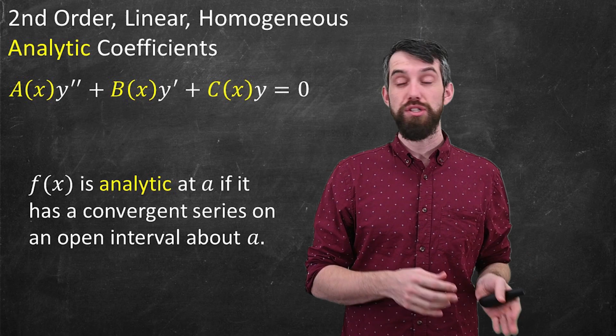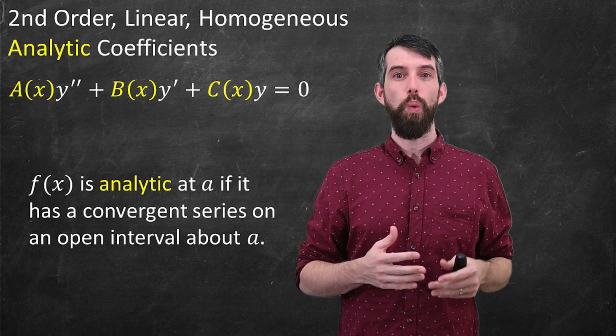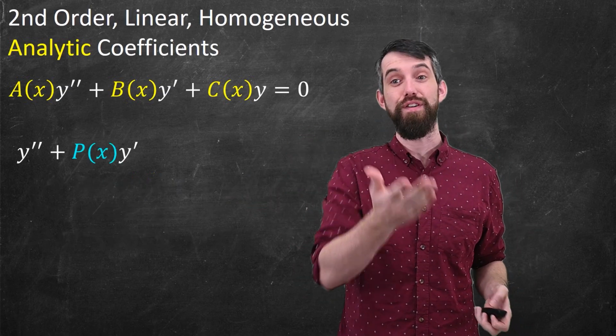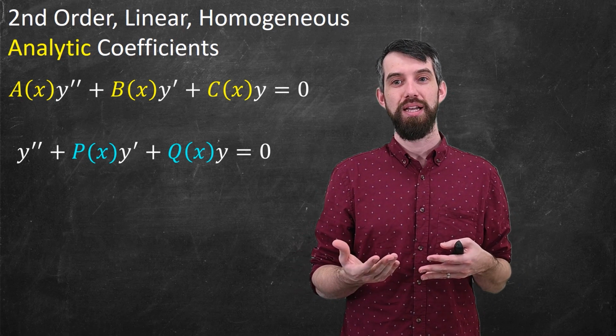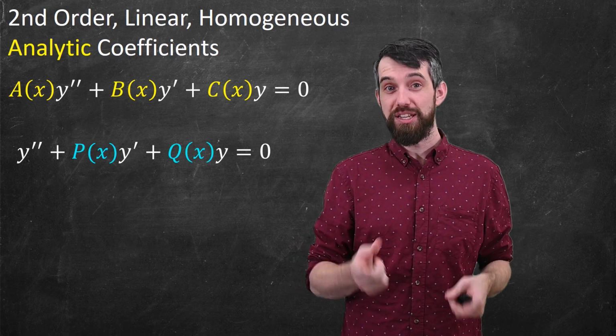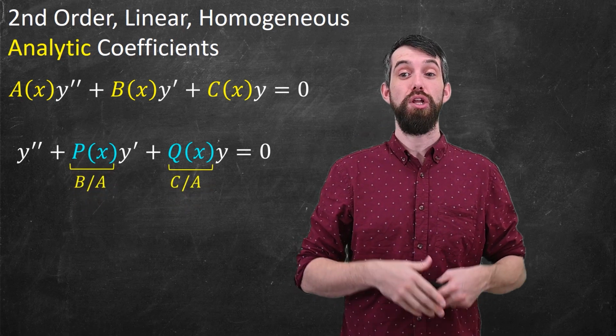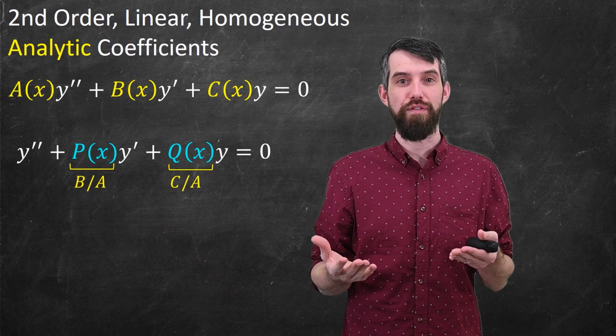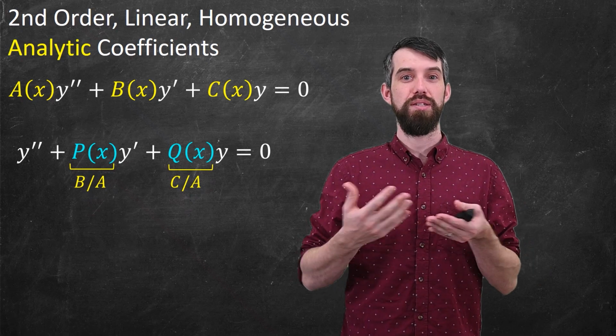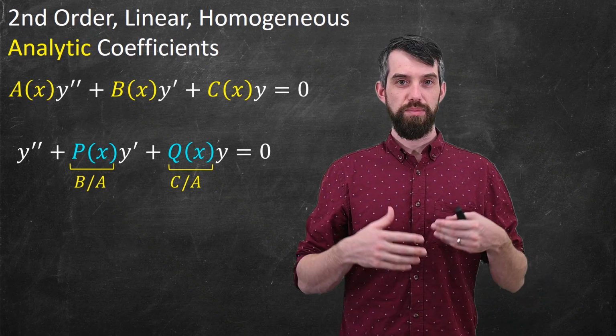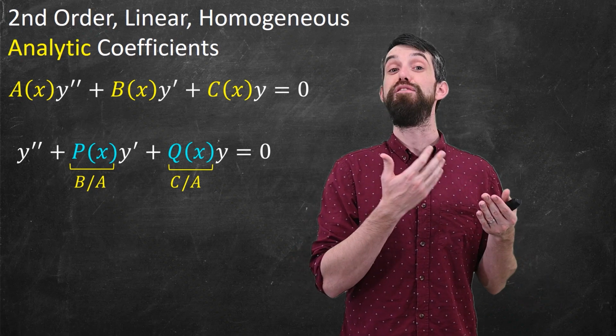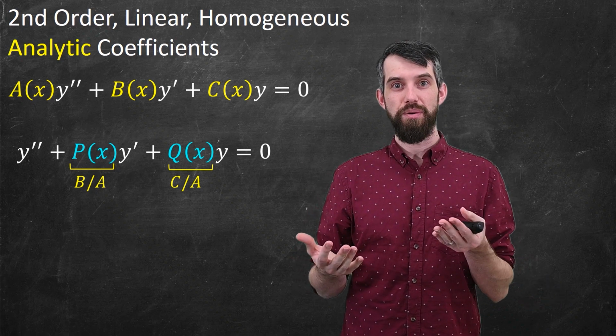Well, differential equations are often presented in this form. One of the things we want to do first is actually divide through by a of x. That is, I want the coefficient of y double prime to be 1, and that means that I get these new things, p of x and q of x, which are just b divided by a and c divided by a, respectively.